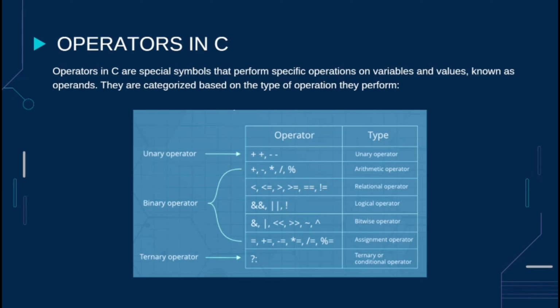And in binary operators, we have arithmetic operators, which are used to perform basic mathematical operations, relational operators, which are used for comparisons, logical operators, which are used to combine or invert conditions, and bitwise operators, which are used for bit level manipulation, and finally assignment operators, which are used to assign or update values. And in addition to it, we also have a ternary operator, which is like a short form of if and else statements.